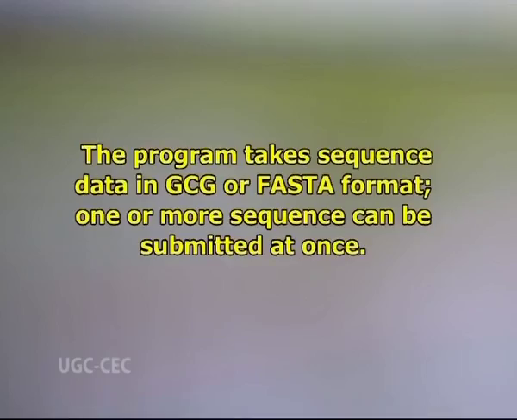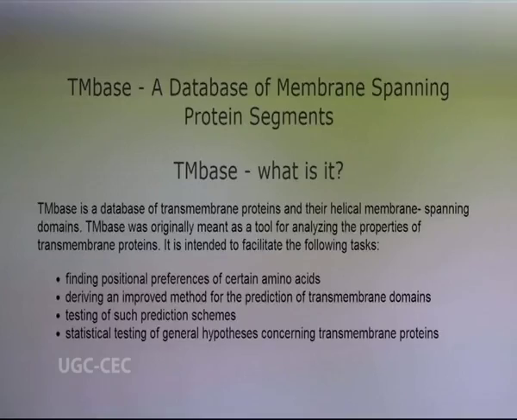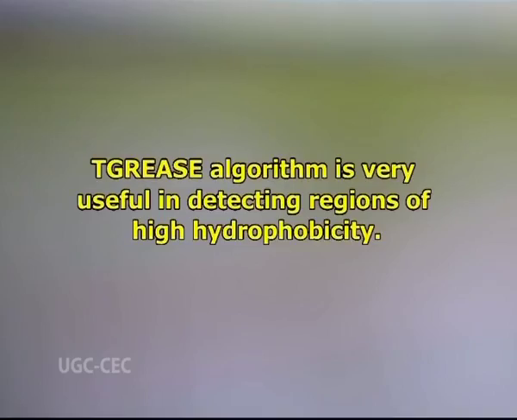Number 5, coiled coils. The COILS algorithm runs a query sequence against a database of proteins known to have a coiled coil structure. The program takes sequence data in GCG or FASTA format. One or more sequences can be submitted at once. Number 6, transmembrane regions. The Kyte-Doolittle TGREASE algorithm is very useful in detecting regions of high hydrophobicity.